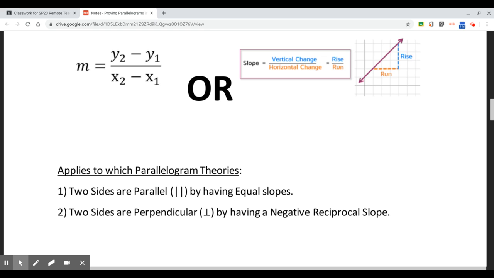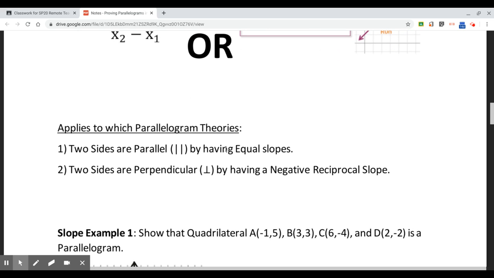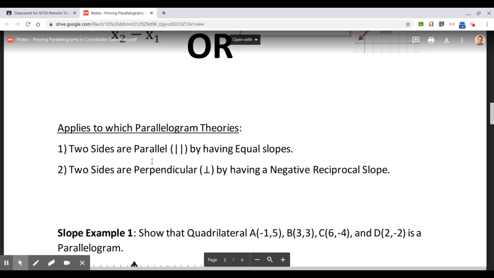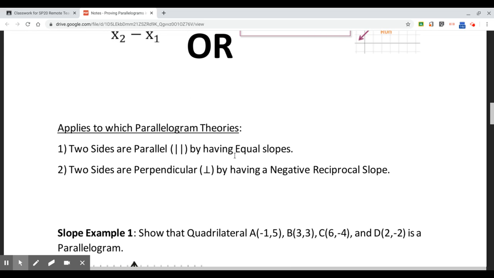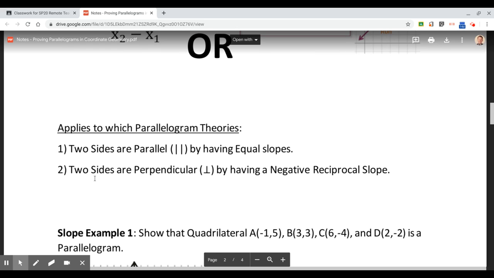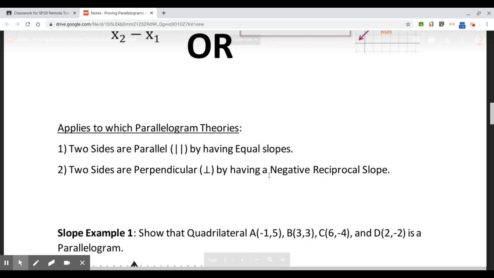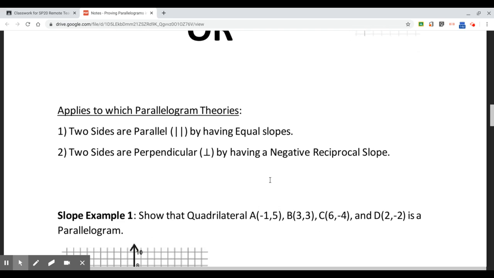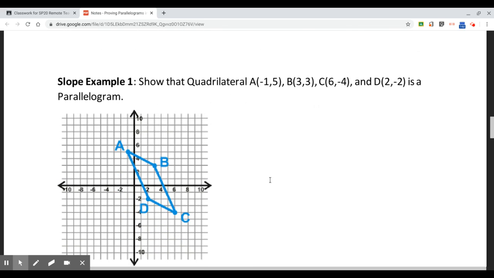And how do we do this? Well, the slope formula can show that two sides are parallel by having equal slopes, or the slope formula can show that two sides are perpendicular by having a negative reciprocal slope. Okay? All right. So let's look at an example.